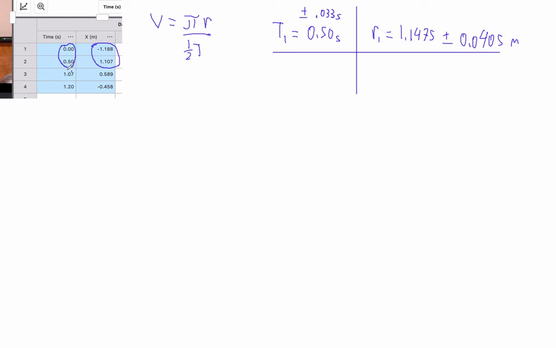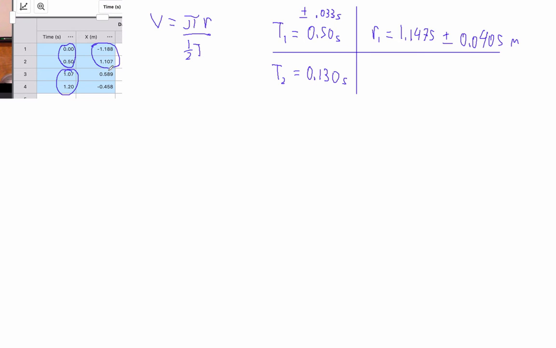Now to figure out T2, I'm going to subtract those. So T2 is, well, we can do that in our head. That's 0.130 seconds. I'm just checking because I just don't want to make a mistake here, right? And that's also plus or minus 0.033. So notice that that's a bigger proportion of this than that is of this, right?